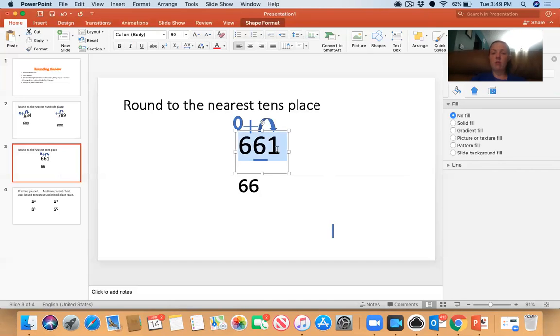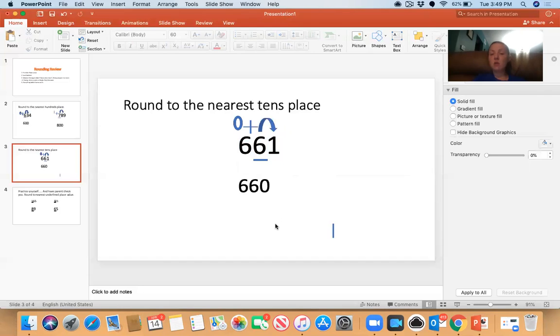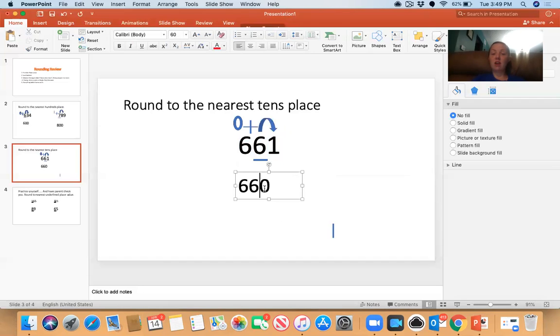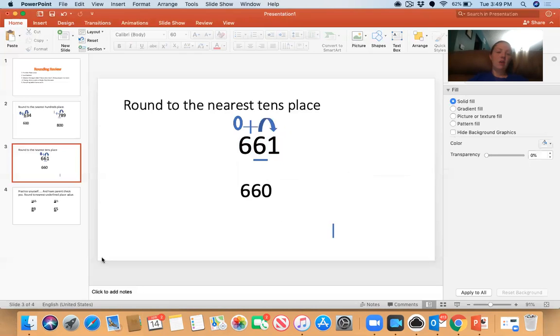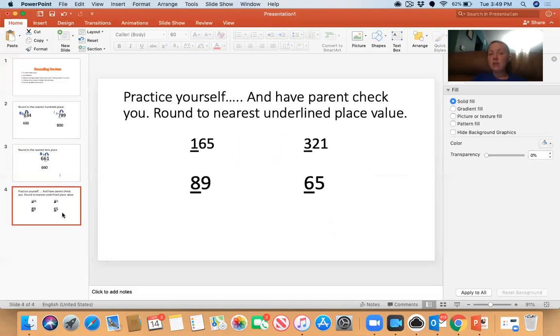I only have one number. So that means I'm only going to have one 0. So 661 rounds to 660. So that is our review.